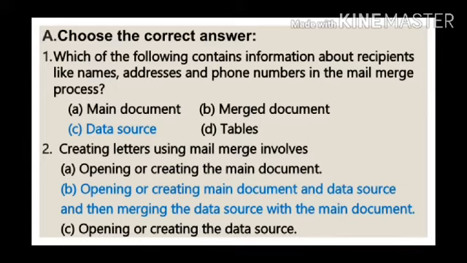Question number 2. Creating letters using mail merge involves what? Options are A. Opening or creating the main document. B. Opening or creating main document and data source and then merging the data source with the main document. And option C. Opening or creating the data source. The correct answer here is option B. Because whenever we are creating letters using mail merge, only creating the main document or opening or creating the data source is not enough. We need to merge the data source with the main document as well.